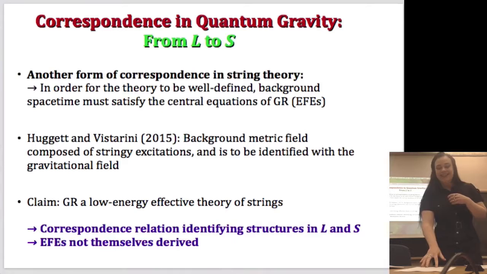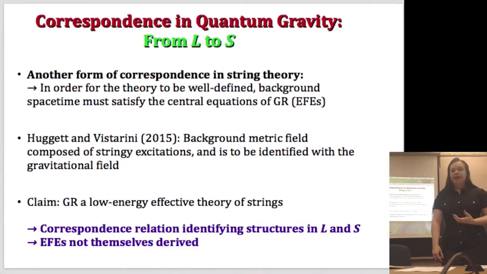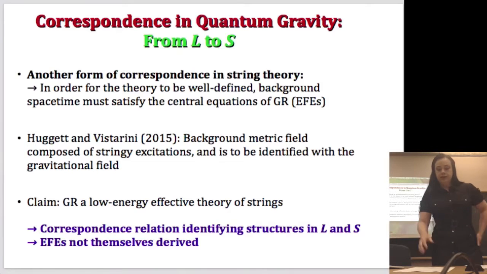So of course, there's another form of correspondence in string theory, and that is in order for the theory to be well defined, the background spacetime must satisfy the central equations of general relativity, being the Einstein field equations. So it's argued that the background metric field is composed of stringy excitations, and it's to be identified with the gravitational field. So it claims that general relativity is a low energy effective theory of strings. But I'm not sure on that point whether we would call that a derivation of the Einstein field equations or not. Instead, it seems that we're identifying structures in string theory with space-time in general relativity.